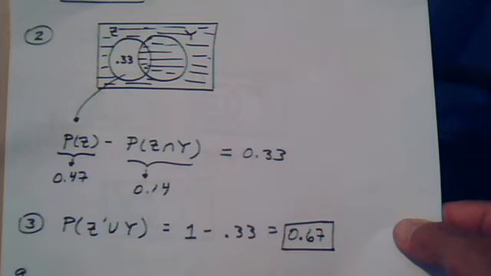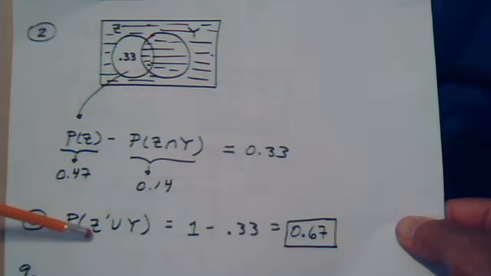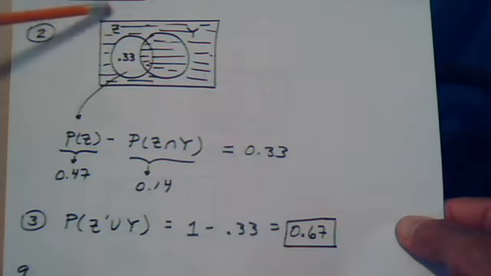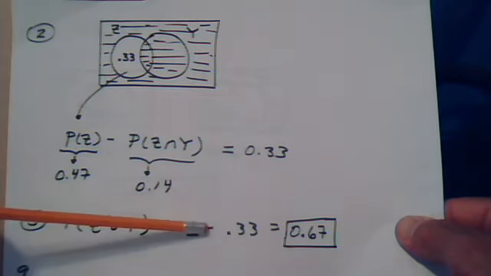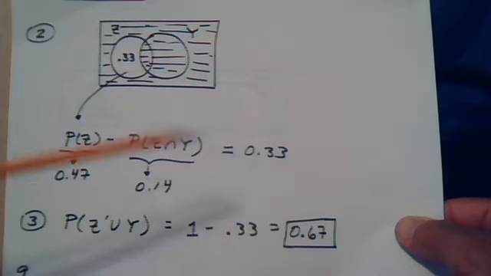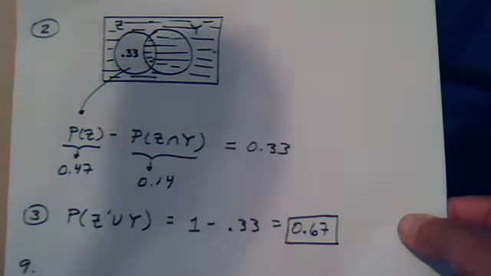Now we could go on with the problem and answer. So they were asking this question. And this diagram represents that question. So 1 is the universe minus the unshaded region will give you the shaded region, which is 0.67.